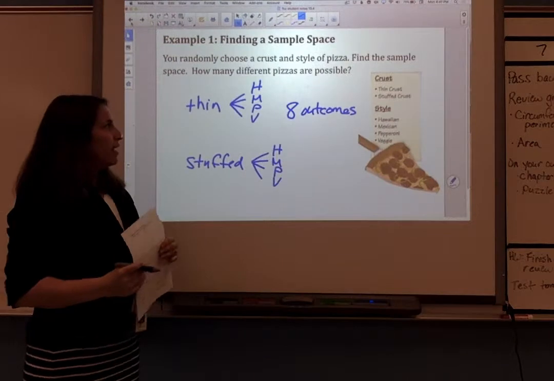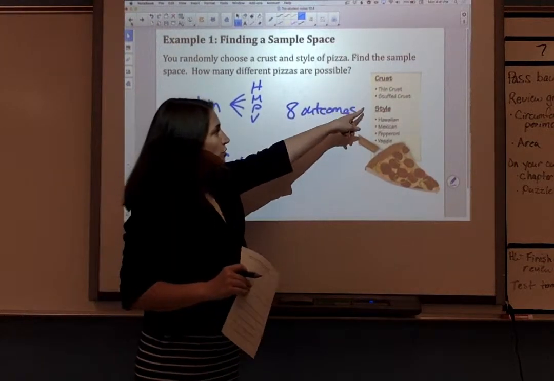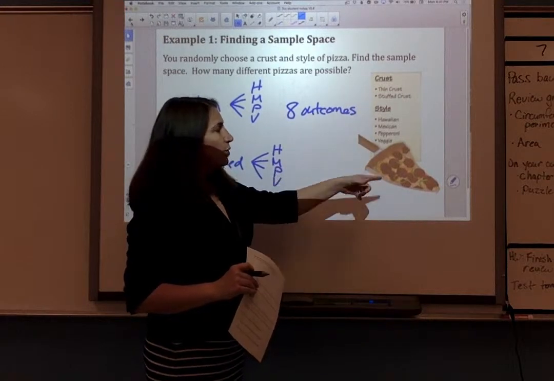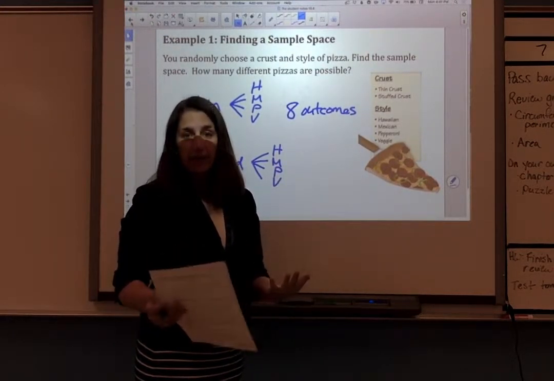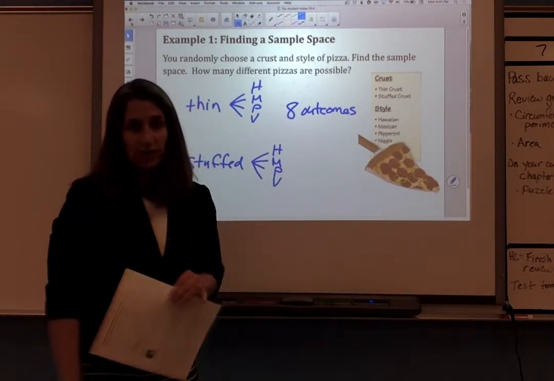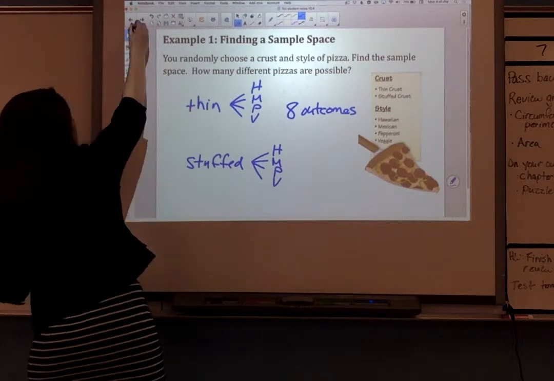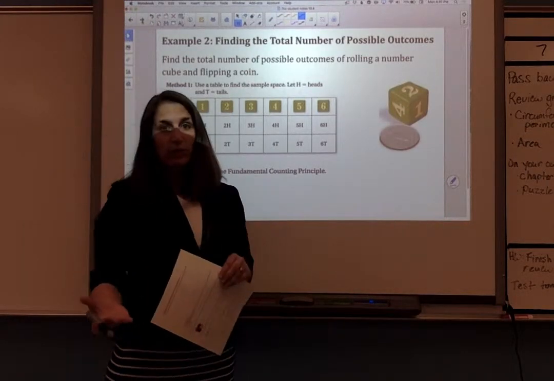Now, if we look back at this example where we did the tree diagram, notice there were 2 kinds of crusts and 4 styles of pizza. 2 times 4 is 8. We get those 8 outcomes by doing the tree diagram or also by using the fundamental counting principle. So let's practice using the fundamental counting principle.